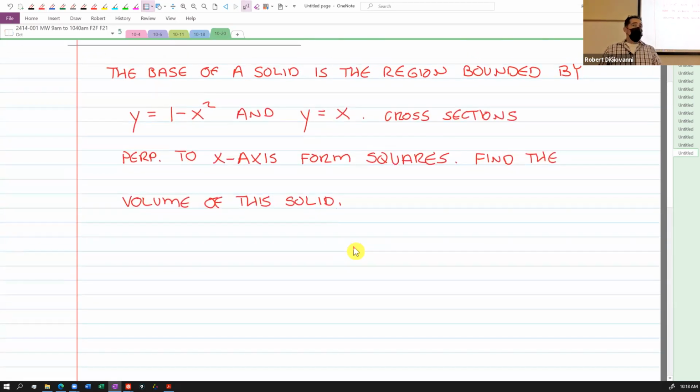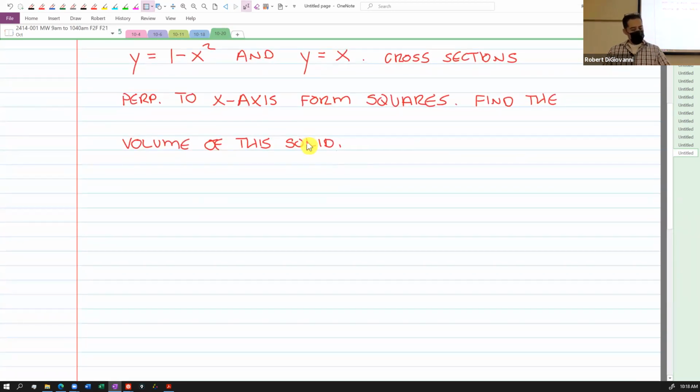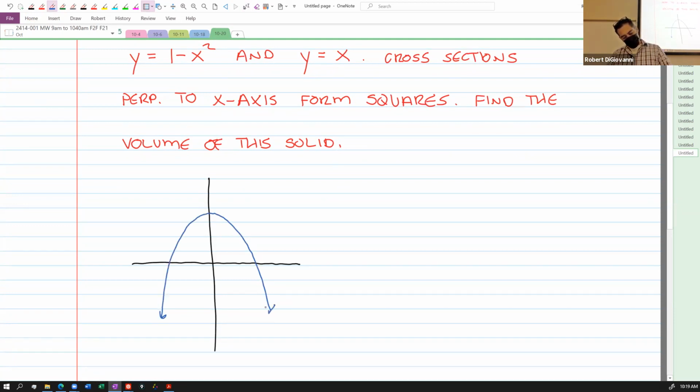Okay, so what I'm going to start with is drawing the base of the region. The base of the solid is the region bounded by those two curves. So I've got to draw those two. That should be a pretty quick sketch because we are familiar, hopefully, with what those look like, right? Y equals 1 minus x squared should be a parabola that opens down. And y equals x should be the identity like this. And is it clear what the region bounded by those two is?